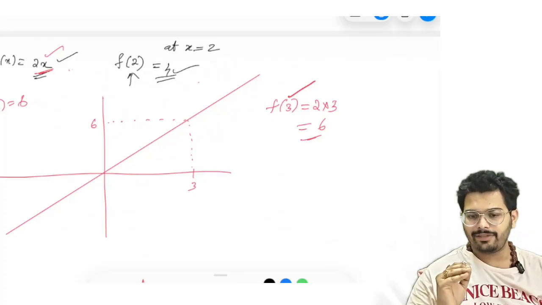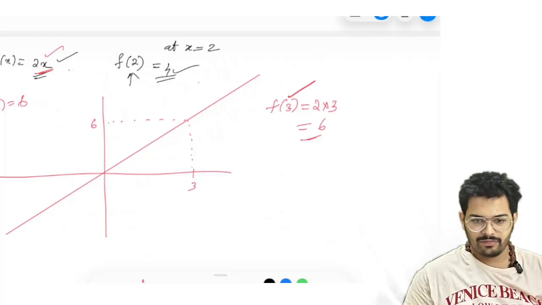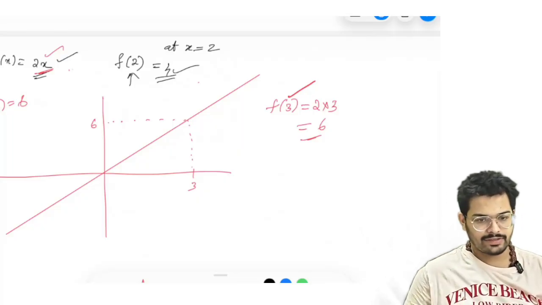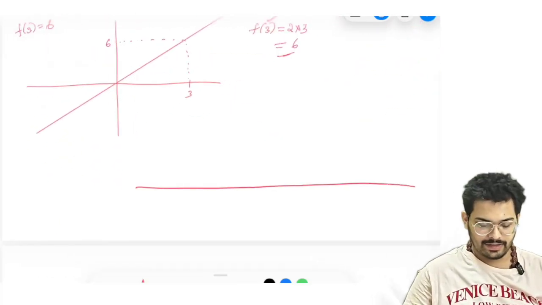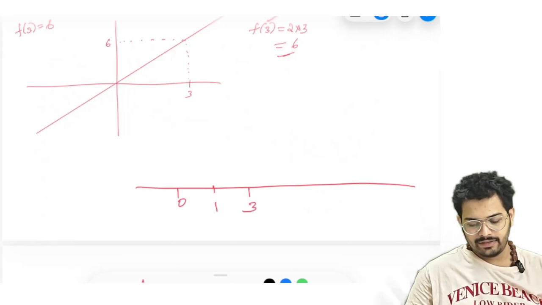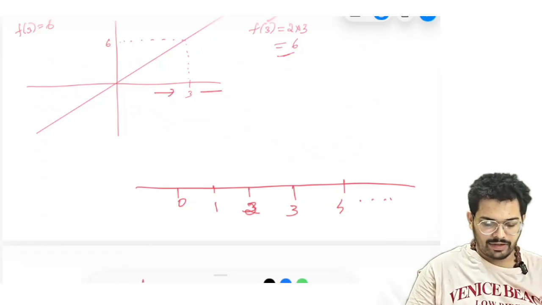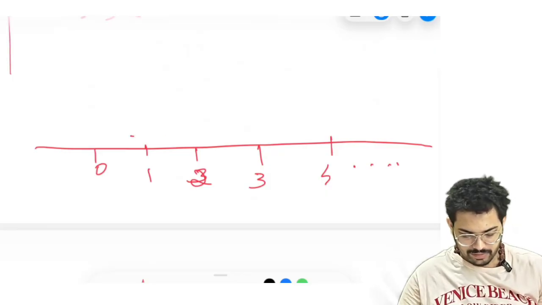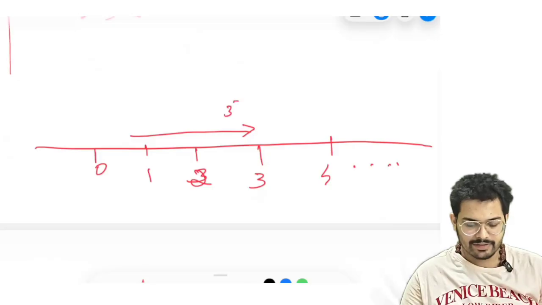Now the thing is, I need to find what is the value of the function when x is approaching 3. That means when the x value is closer to 3, what is the value of the function? Now, we can approach 3 on the number line from two different directions. That is, 0 will be there, 1 will be there, 2 will be there, 3 will be there, 4 will be there, etc. Now 3 can be approached either from the side of 0, or you can approach from the other side. Now when you approach 3 from this side, there will be a value that is closer to 3. I am calling that value 3 minus.